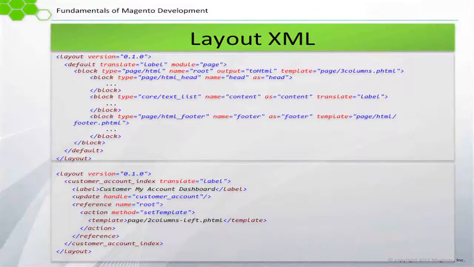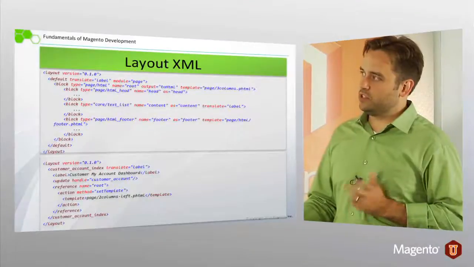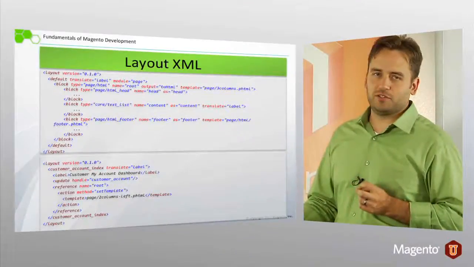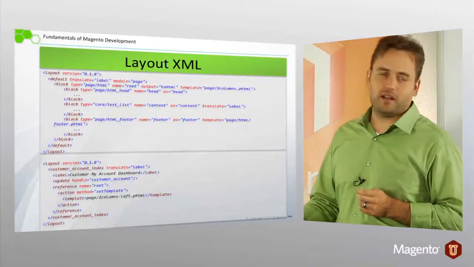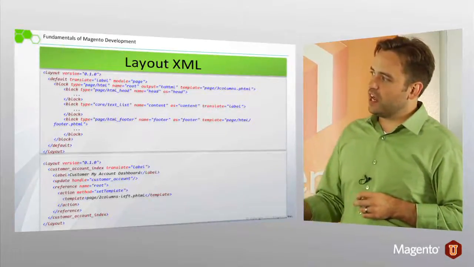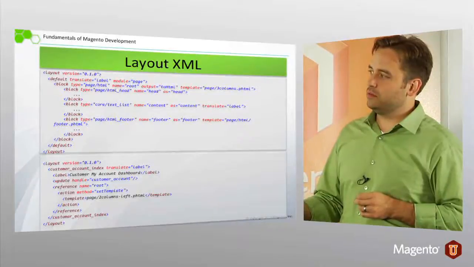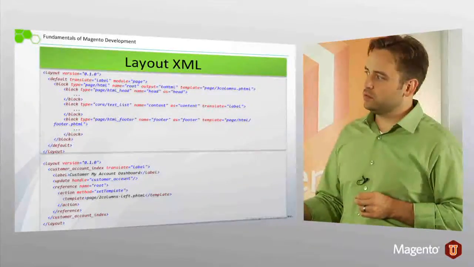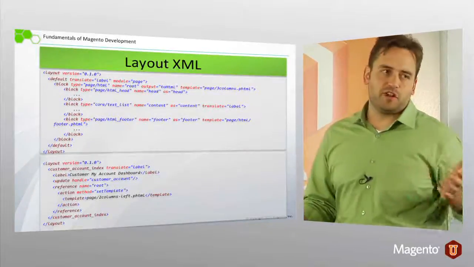Here's that layout node. Here's that version number that you can completely ignore and do not need to implement. Default is a layout handle. Customer account index is a layout handle, simply because they're children of a layout node. All right? Inside of the layout update handle, you just have instructions.